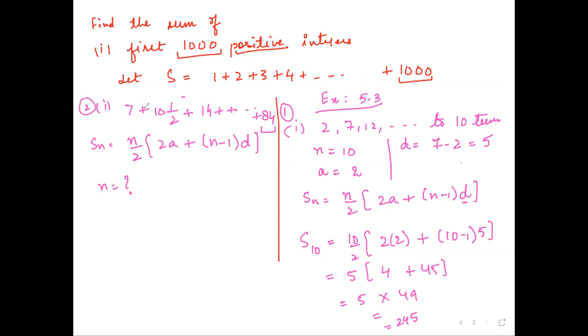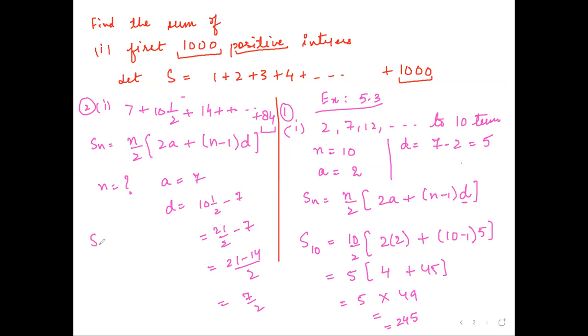You can always find a, which is the first term. So a is 7, right? You can find the common difference. So this is 10 1 by 2 minus 7. So that means 21 by 2 minus 7. So this is 21 minus 14 divided by 2, which is equal to 7 by 2, right? This is your d. So you have a, you have d.